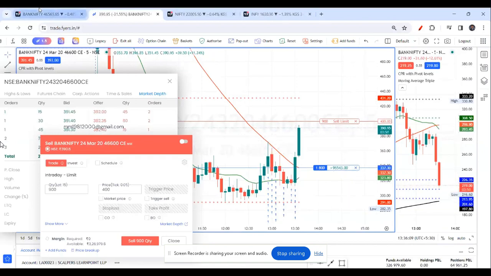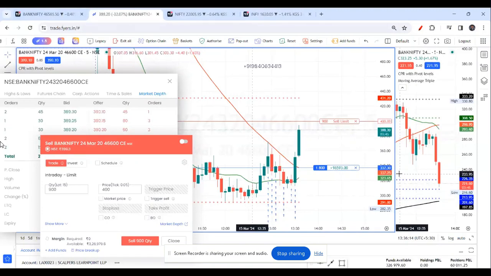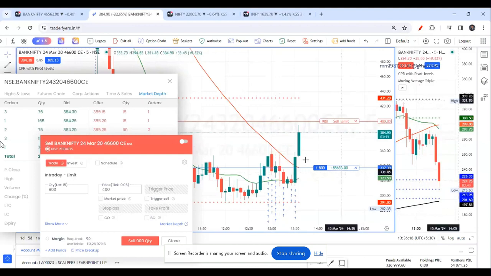So we will follow the progress. So however, I am going to book half of the quantities at 50 points, close to 50 points. Okay.